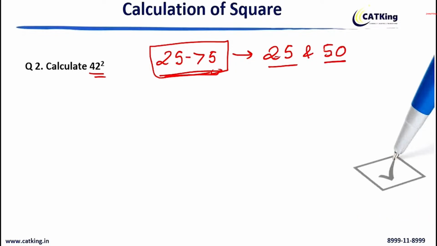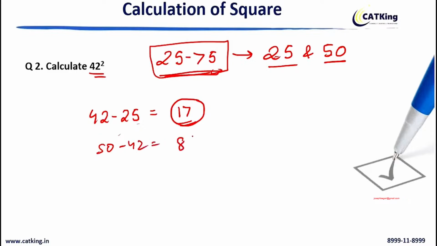Okay. So, for example, I have to calculate 42 square. I'll take difference from 25. So, what is 42 minus 25? This is nothing but 17. Right? 42 minus 25 is 17. What is 50 minus 42? This is 8. 50 minus 42 is 8. I'll write 17 as it is. It will form the first two digits. I'll square this number and write it as it is. That is 64. Answer is 1764.